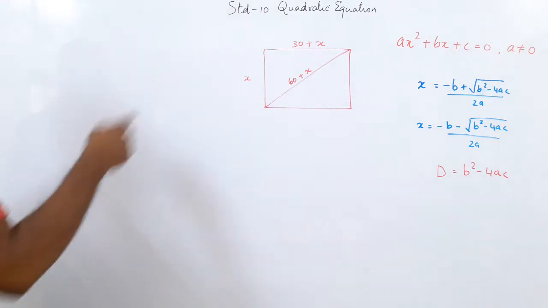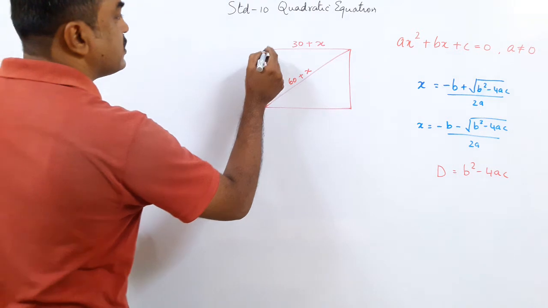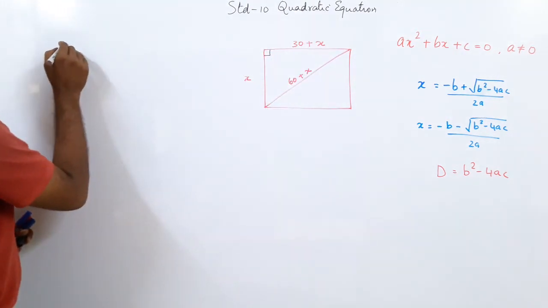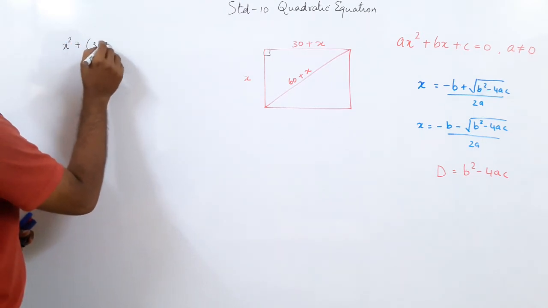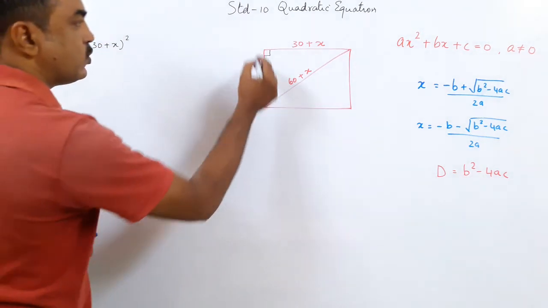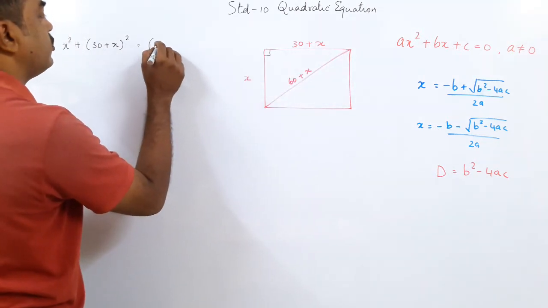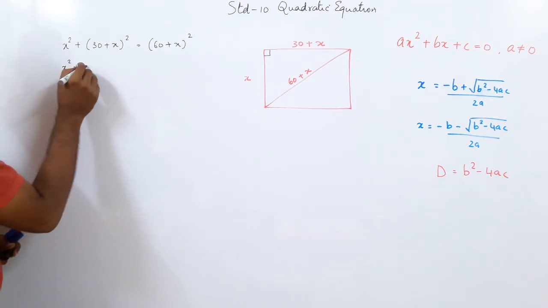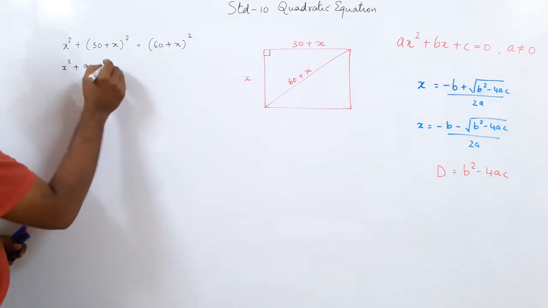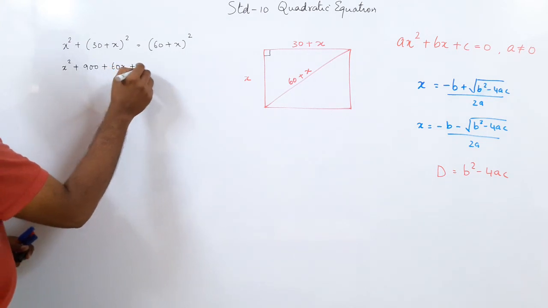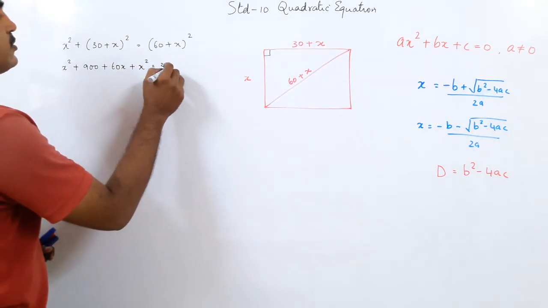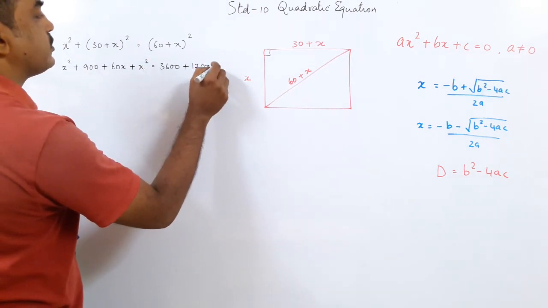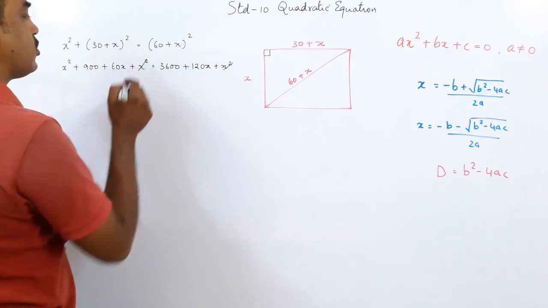So here I will use the Pythagoras theorem, because this is a right angle, right? So I can use the Pythagoras theorem for this triangle. So I get x square plus (30 plus x) the whole square, this square plus this square, equal to (60 plus x) the whole square. So I get x square plus 900 plus 60x plus x square equal to 3600, plus 120x plus x square. So 1 x square I cut on both sides.